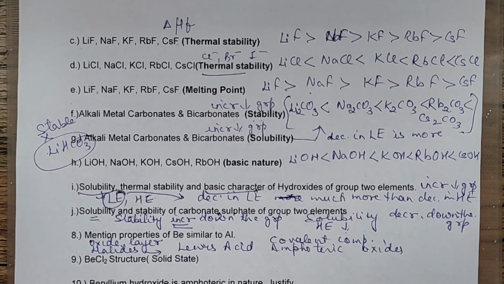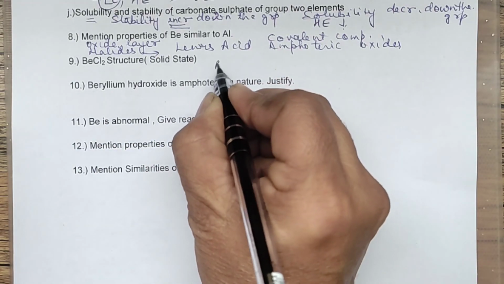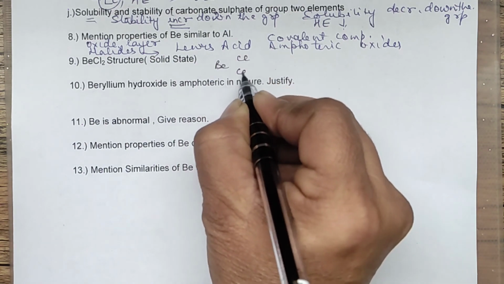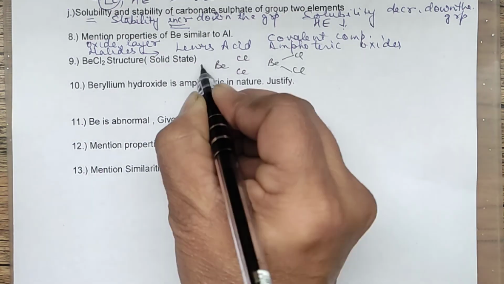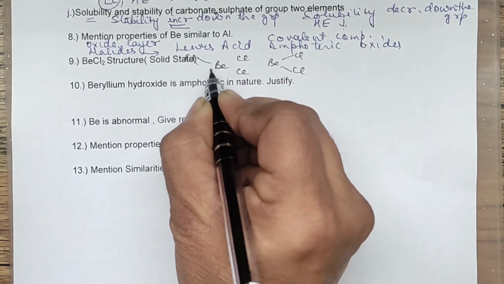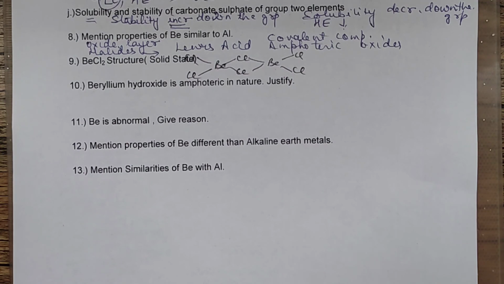Fine. Then if you are asked to draw the structure of beryllium chloride, you will draw a similar type of structure which we have drawn, but in this case you will have more chlorine surrounding it. This will be the structure you draw in the solid phase. Earlier, the structure we had drawn was in the vapor phase. In the solid phase, this will be the structure.